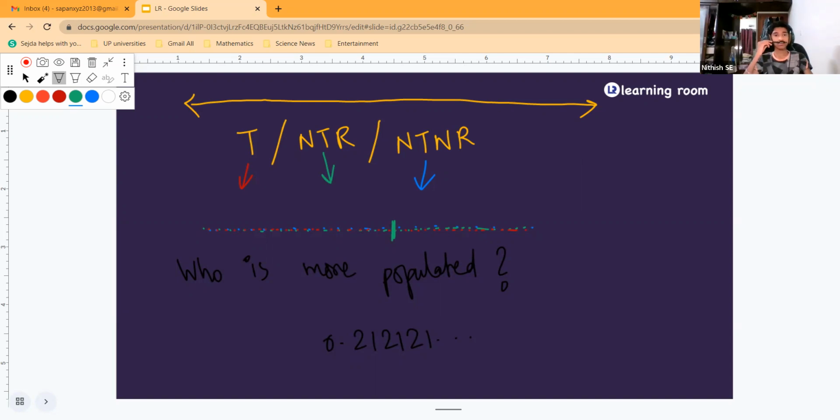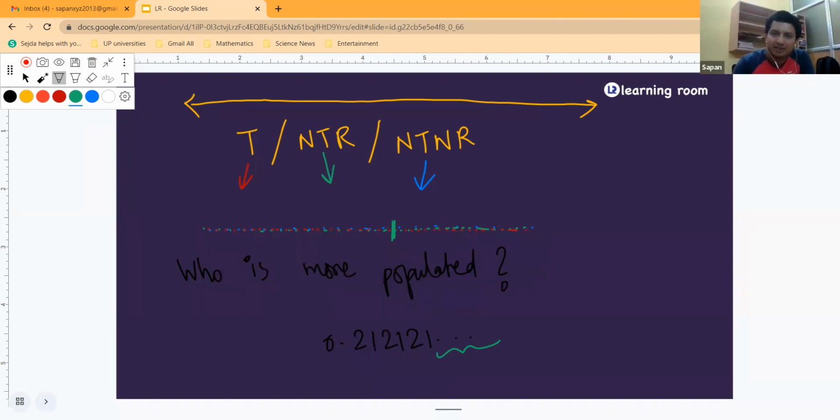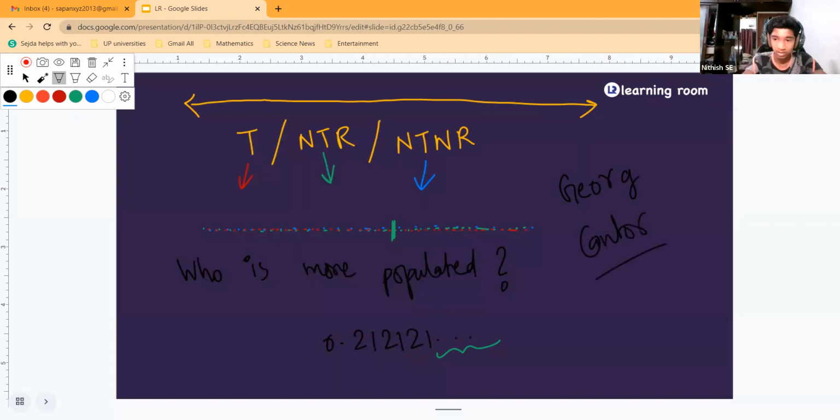So don't worry about what these things are. I just worry about the location. This was just an excursion. If you are interested in knowing, you can look for this person, George Cantor. That is the person. This is just an excursion into the subject.